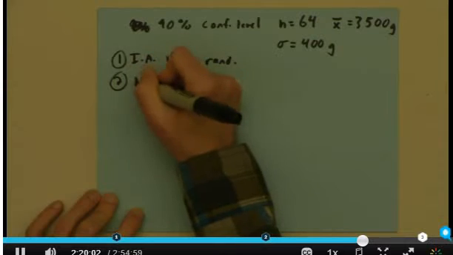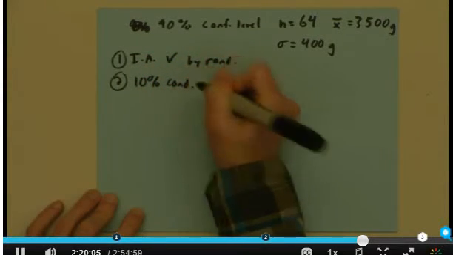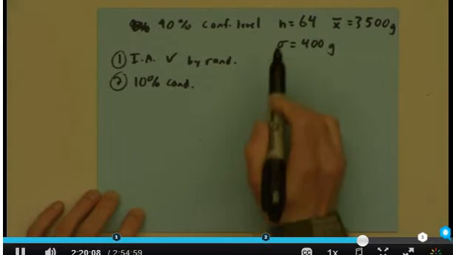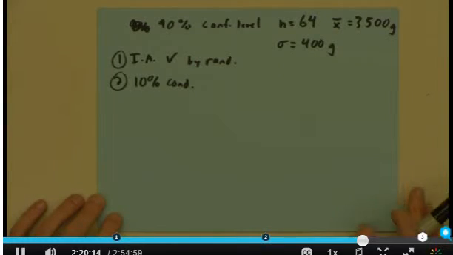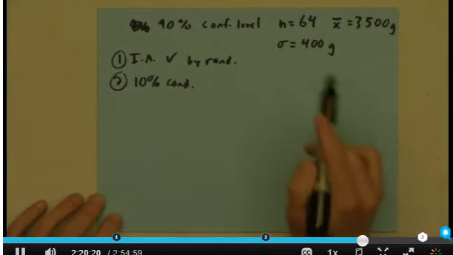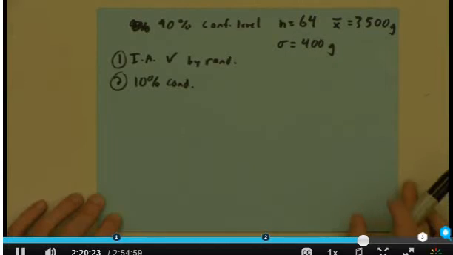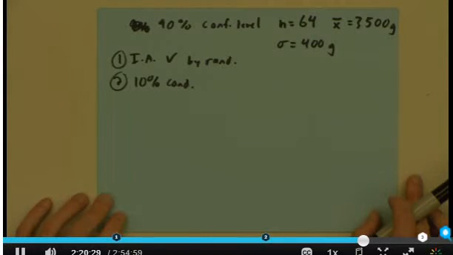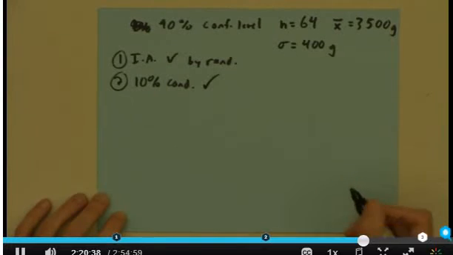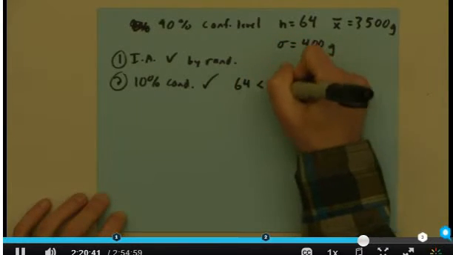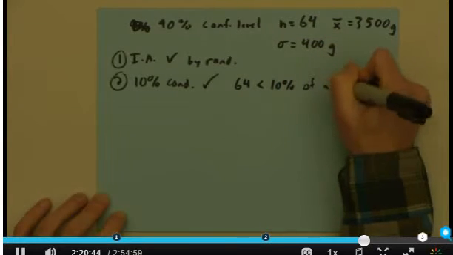The second condition to check is the 10% condition. What that says is I want my sample to be no larger than 10% of the population. Now here I'm estimating the average birth weight of a U.S. baby born in 2018, so I want 64 to be no more than 10% of all those babies. I feel pretty confident saying that 640 or more babies were born in the U.S. in 2018. So I'm pretty sure that this 64 is less than 10%, and that means that the 10% condition is satisfied. Basically 64 is less than 10% of all 2018 births.